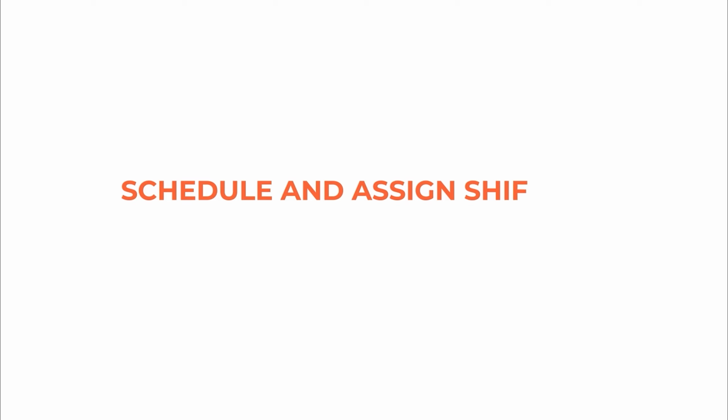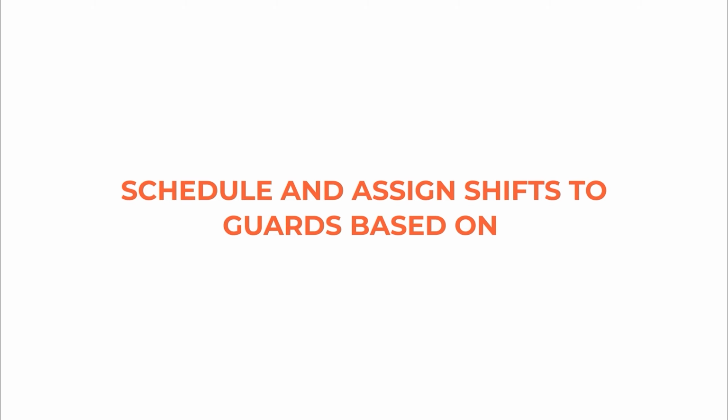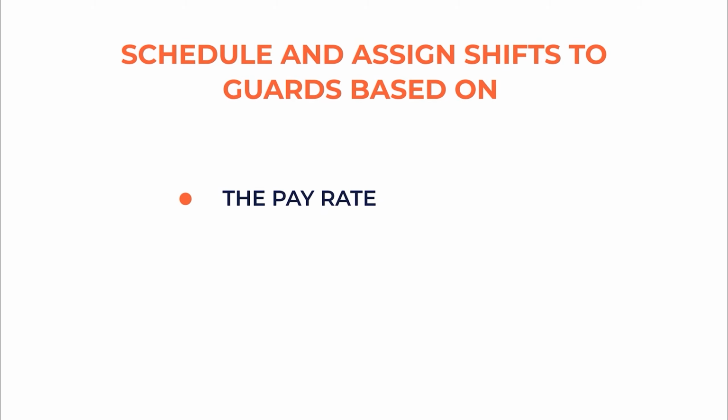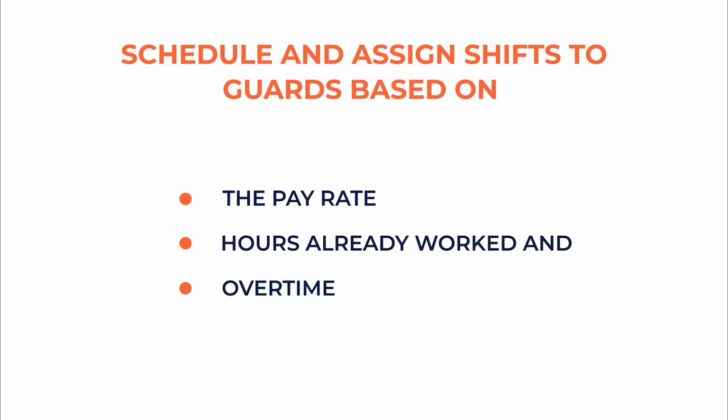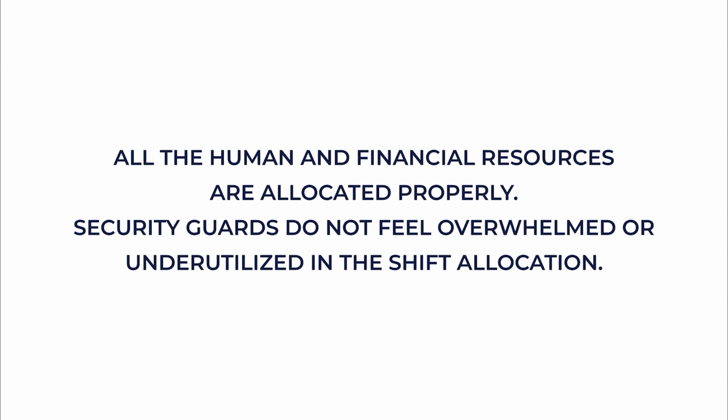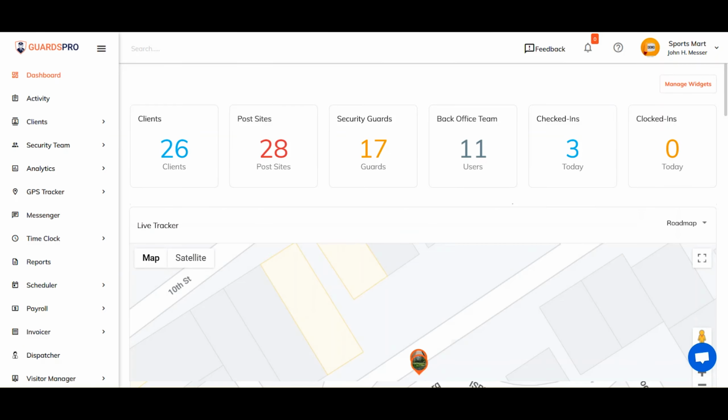GuardsPro makes guard scheduling convenient by allowing you to schedule and assign shifts to guards based on the pay rate, hours already worked, and overtime. This helps in making sure that all the human and financial resources are allocated properly, and the security guards do not feel overwhelmed or underutilized in the shift allocation. You can assign guards based on the previously mentioned criteria right at the time of scheduling.